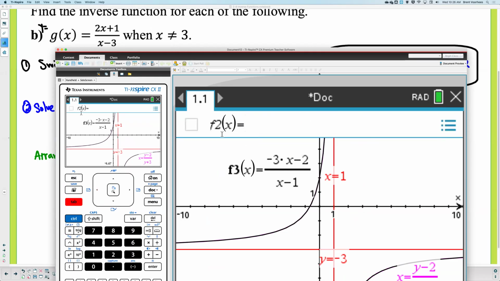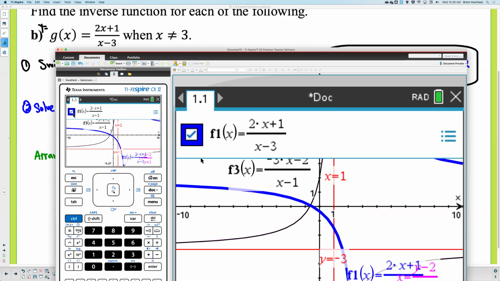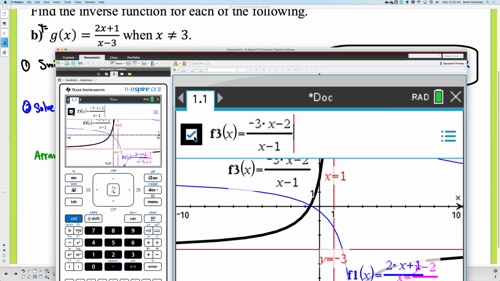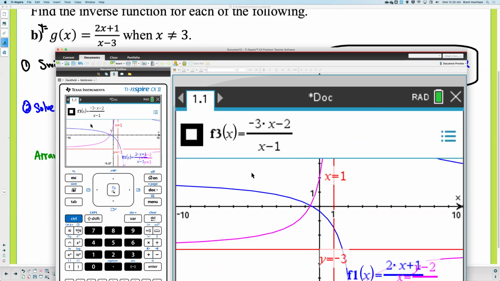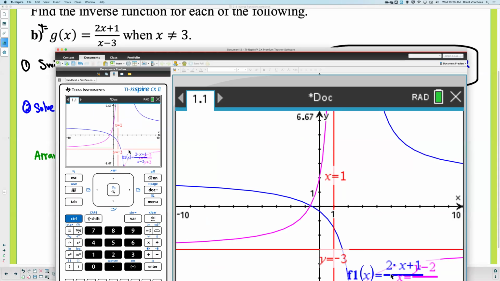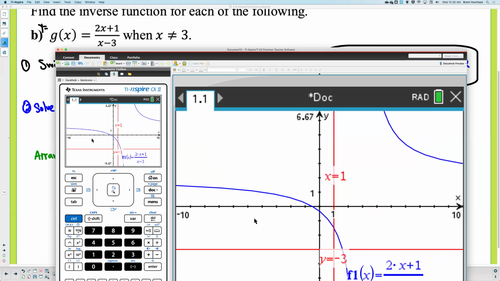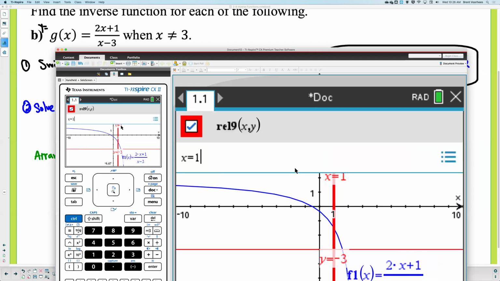And I need to make sure it shows me the graph there. There's that graph. And I want to turn this one off for a moment. I'll come back to it, and I'm going to turn off the inverse for a moment. Okay, the original graph, we said x did not equal 3.